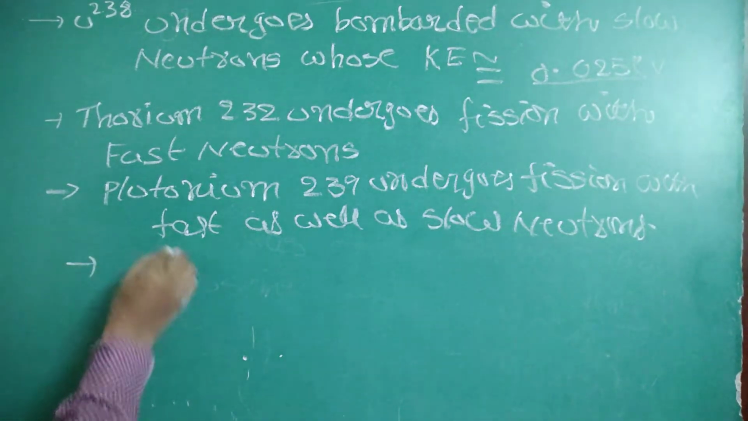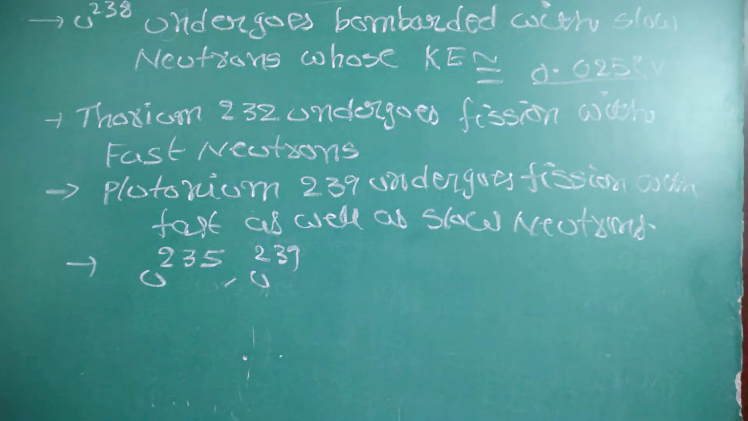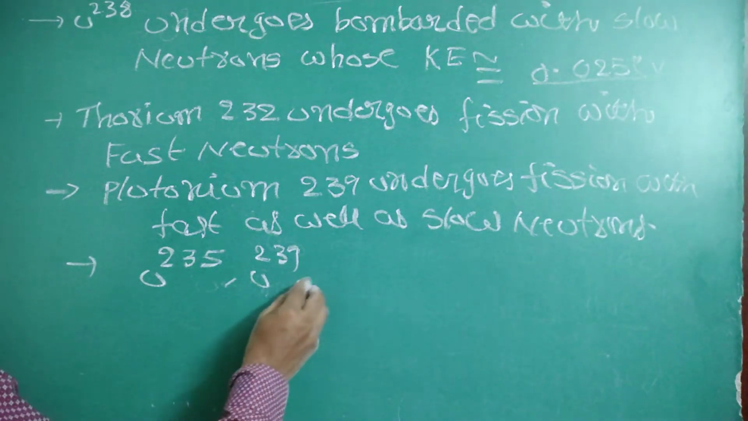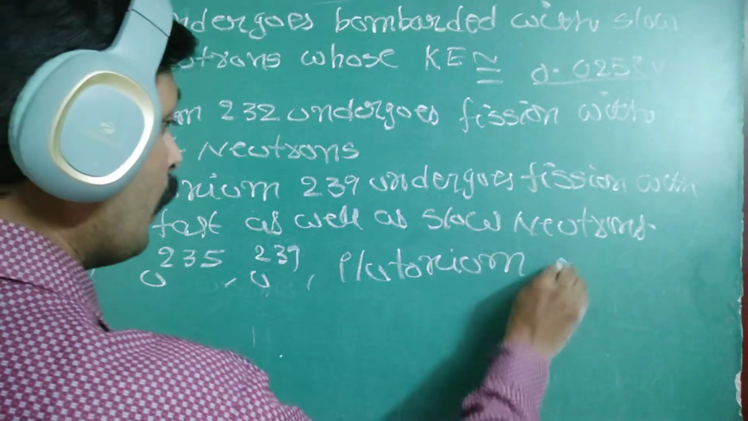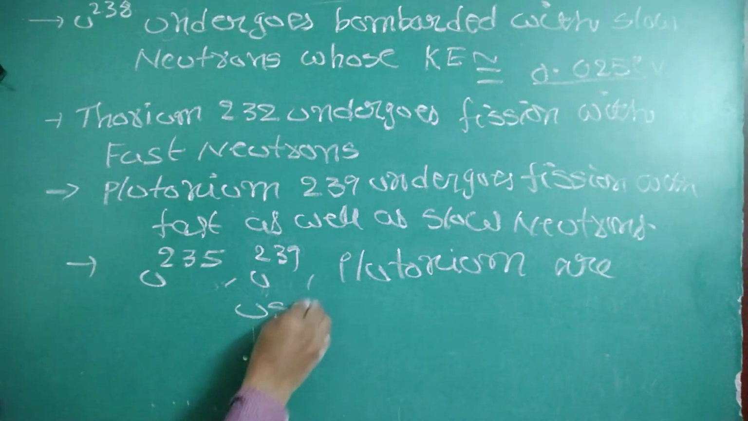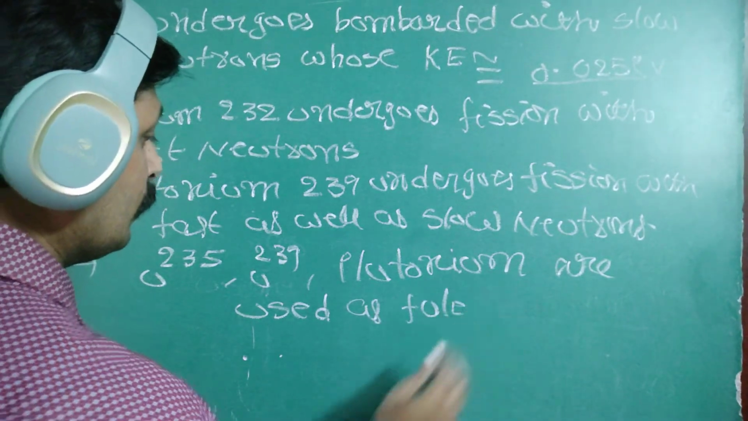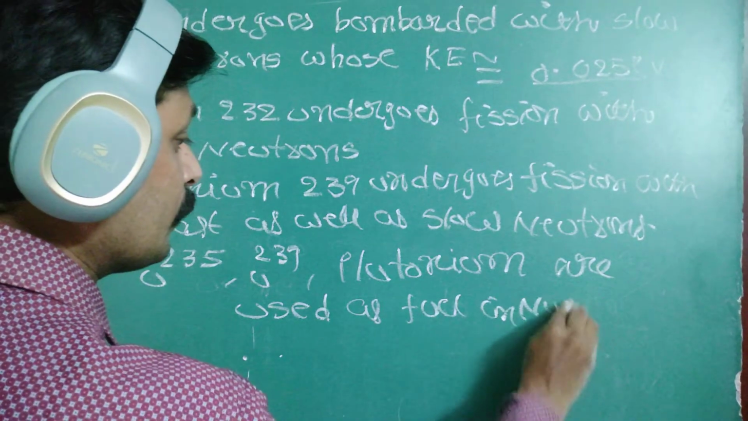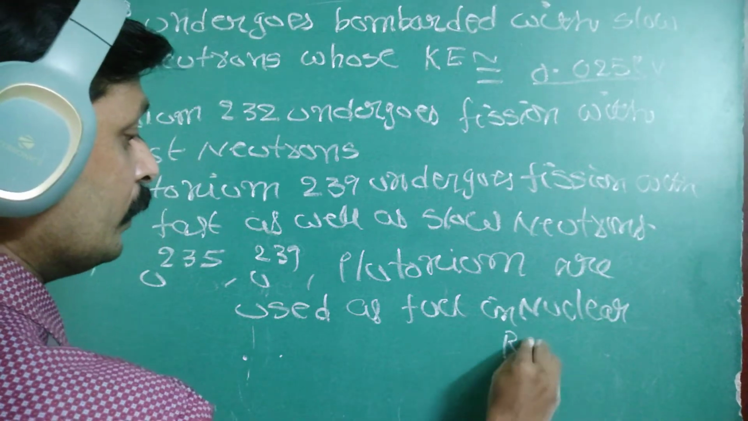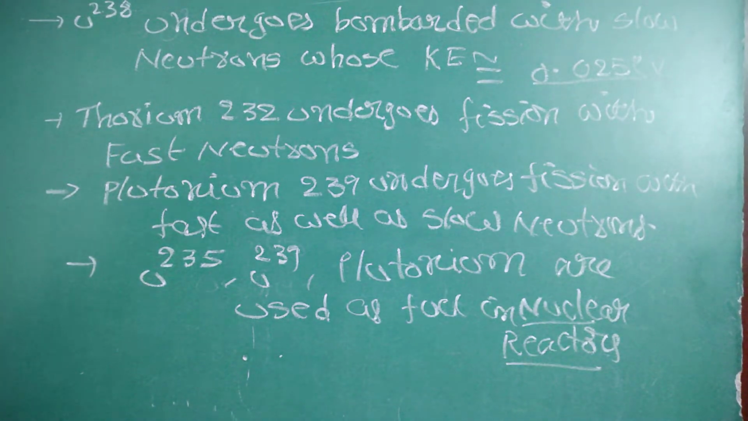Next point: uranium-235, uranium-233 and plutonium are used as fuel in nuclear reactors. Note those points: nuclear reactors.